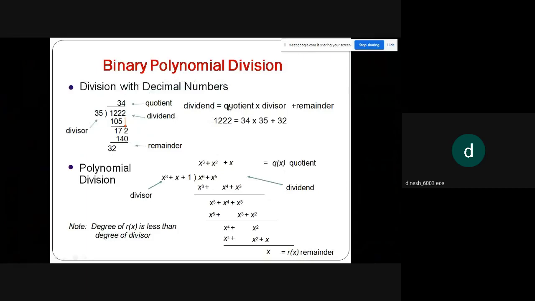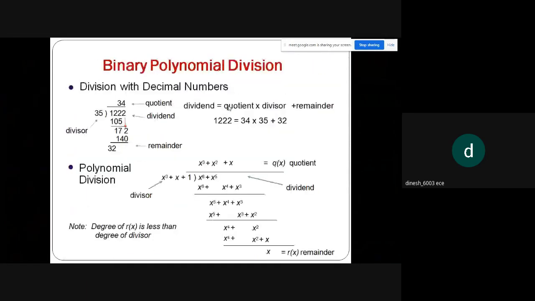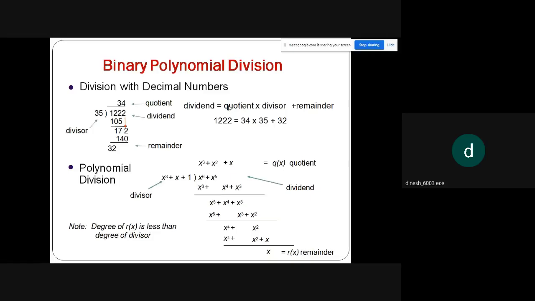So after polynomial arithmetic and polynomial addition, I think the first one, division, everyone is familiar, right? Everyone is familiar. Dividing 1,222 by 35, what do you get?